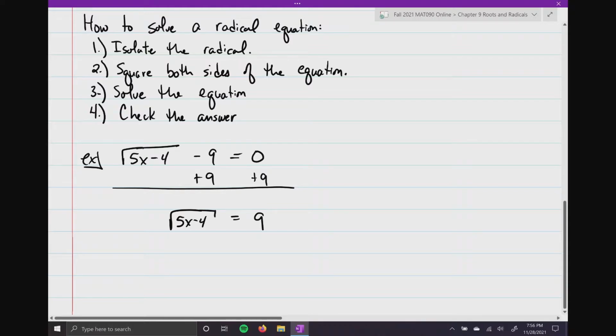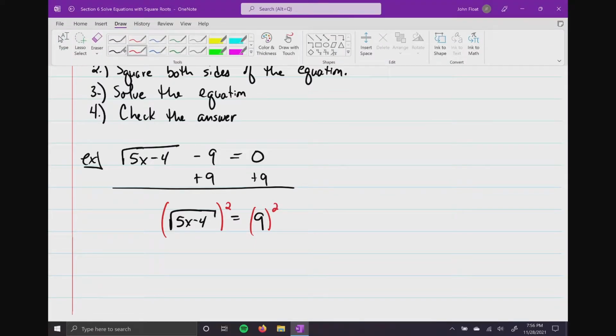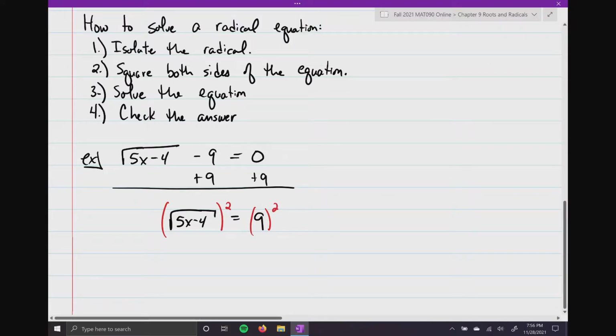Step 2, we're going to square both sides of the equation, okay? So I'll just get out my red marker. I square both sides. Now, to be honest with you, the left-hand side is the easier of the two sides, okay? Because if you think about this, the square root of 5x minus 4, and I'm only going to write this once, but the square root of 5x minus 4 squared is really the square root of 5x minus 4 times the square root of 5x minus 4.